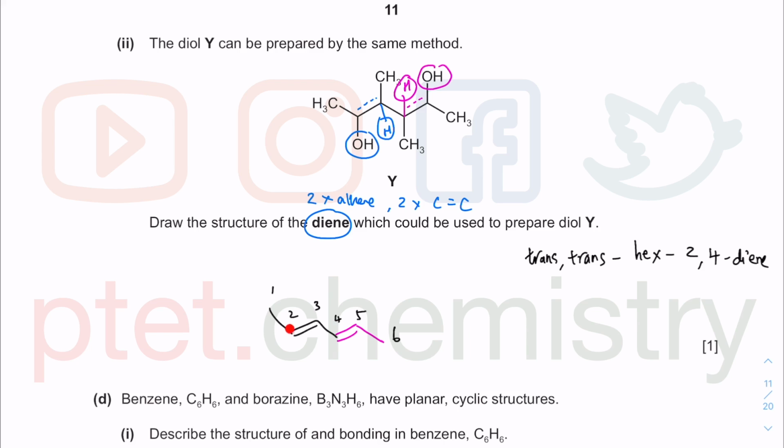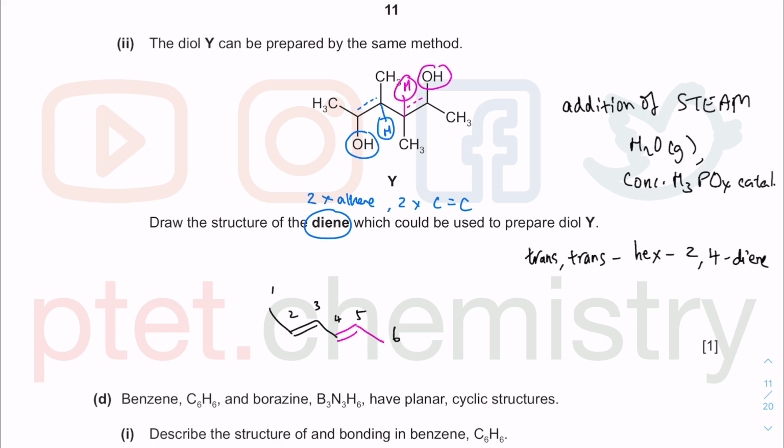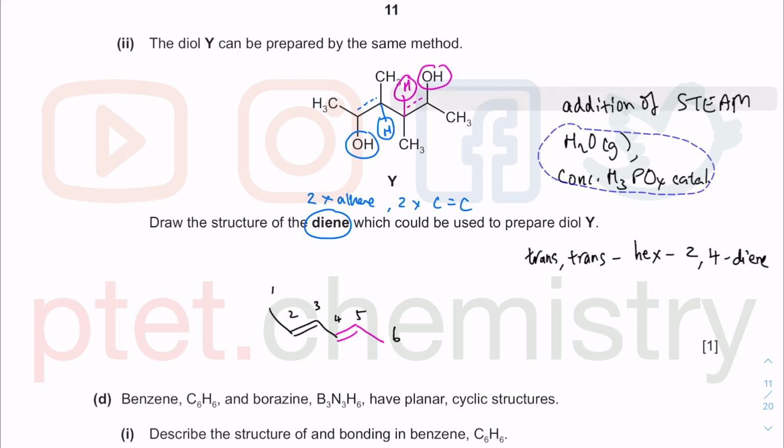So you could draw the cis or the trans, it doesn't matter. You could draw the cis or the trans because they all will give you the diene when you prepare the diol by adding H and OH. This is addition of steam, which is H2O gas, and you need concentrated phosphoric acid catalyst, and you are not going to add steam if your temperature is below 100 degrees Celsius. So usually you need a heat which is around 300 400 degrees Celsius, somewhere along that line there.